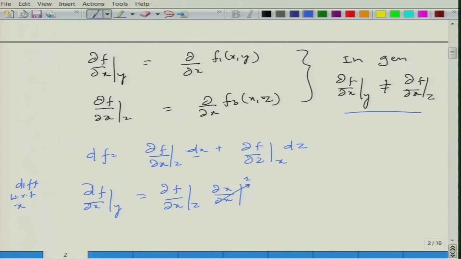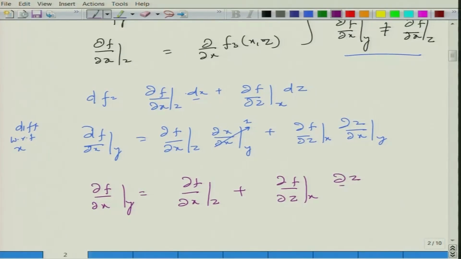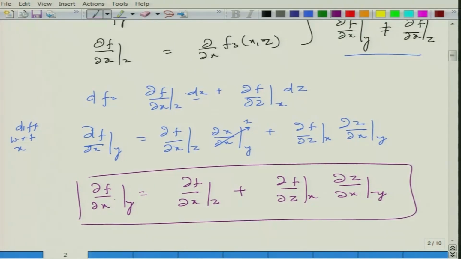So, anyway, this is going to be 1 plus ∂f/∂z at x times ∂z/∂x at y. Okay. So, now I have this expression, I can further simplify. I have now a relation: ∂f/∂x at y is equal to ∂f/∂x at z plus this relation, ∂f/∂z at x times ∂z/∂x at y. So, this is the relation between these two partial derivatives, ∂f/∂x at y and ∂f/∂x at z. So, this was the question which we raised here.